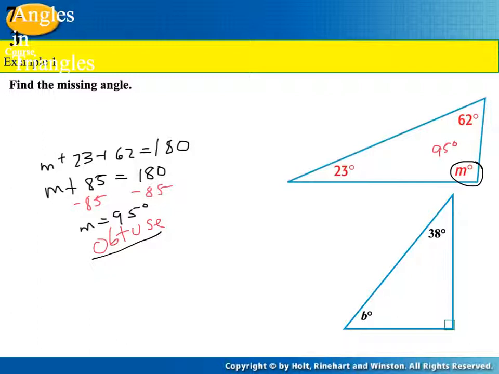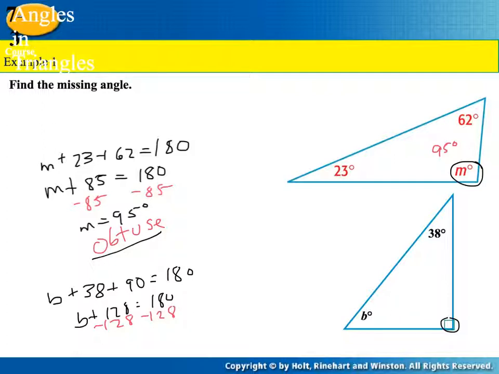B, 38. What's this degree? 90. So we get B plus 38 plus 90 equals what? 180. Okay, add 38 and 90 together and you'll get 128. B plus 128 is equal to 180. So what do you do to get rid of that 128? You subtract it from 180. B is equal to 52 degrees. This triangle is a right triangle. Again, did not need that. All you need to do is find that missing angle.